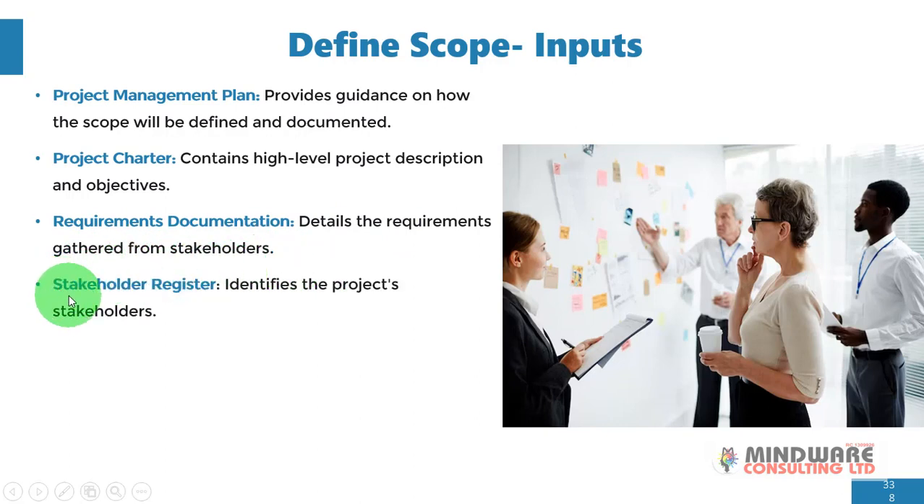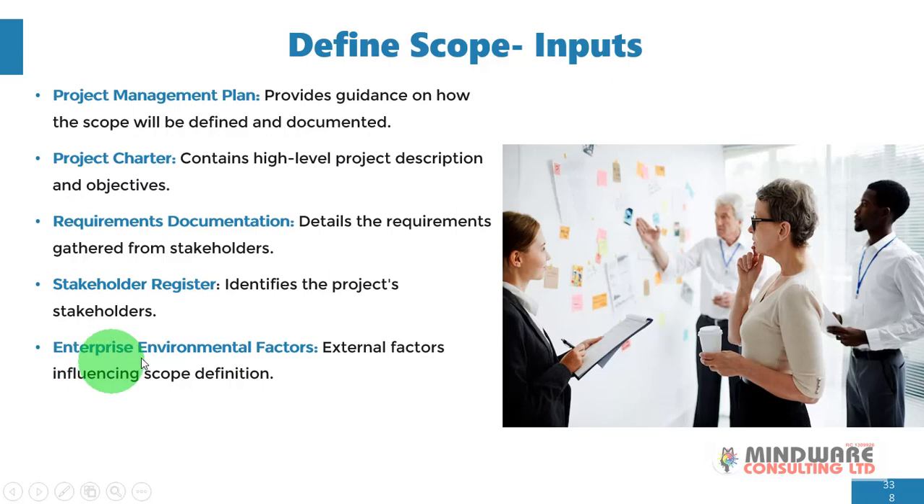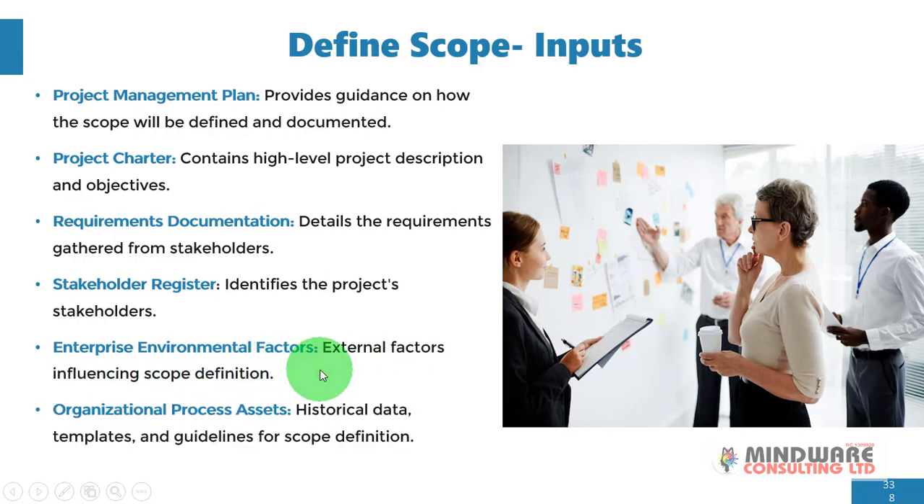And then next, you have the stakeholder register. This identifies all the stakeholders that are involved in your project. And then also you have the enterprise environmental factors, which include the external factors influencing scope definition. Also, you have the organizational process assets, which includes historical data, templates and guidelines for scope definition.